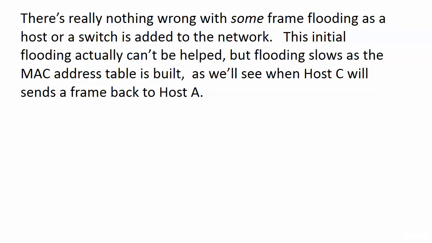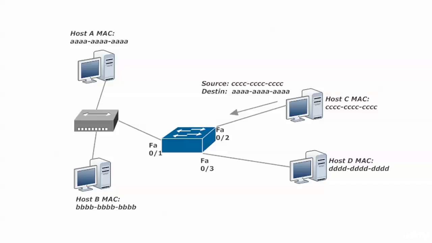Let's see what happens when C now sends a frame back to A, as the switch has begun to build its MAC address table. This time the frame has a source address of all C's, a destination of all A's, and at this point, when that frame comes into port 2, what will the switch do? It has to ask itself a question. What's the question and which of the two addresses does it concern?